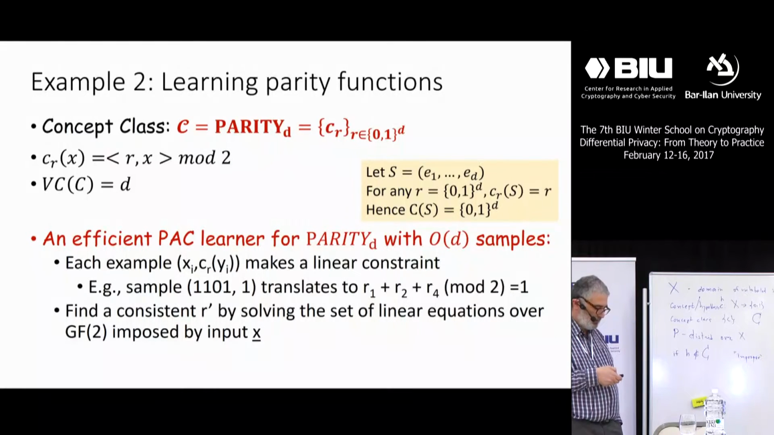And we take this number of samples. I'm missing here the dependency on the alpha and beta parameters. And we get a system of linear equations. We solve it. There must be a solution because we're in a realizable case, and one of the solutions, like any consistent solution, should be fine.